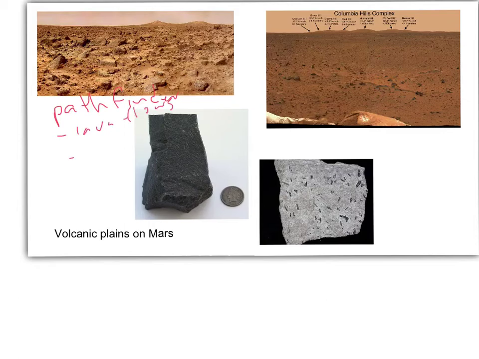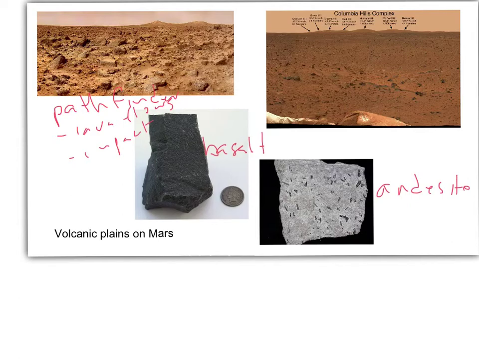And then impact processes over time oftentimes will break up that surface layer of volcanic rock, forming various sized pieces of fairly angular bits of volcanic rock, basalt, andesite, other kinds of volcanic rocks.